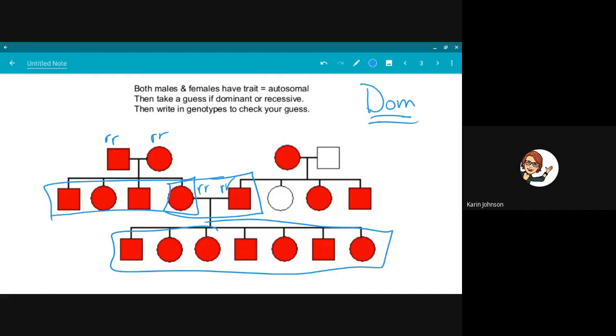Let's take a look at the other family. This mom would be little r. This dad would be big R something. Is it possible for them to have a child that is big R, little r? It sure is. Is it possible for them to have a child that is little r? It is if dad's hidden trait is a little r. Then they could have gotten a little r from mom and a little r from dad. So this can be dominant or recessive. That pedigree is both.